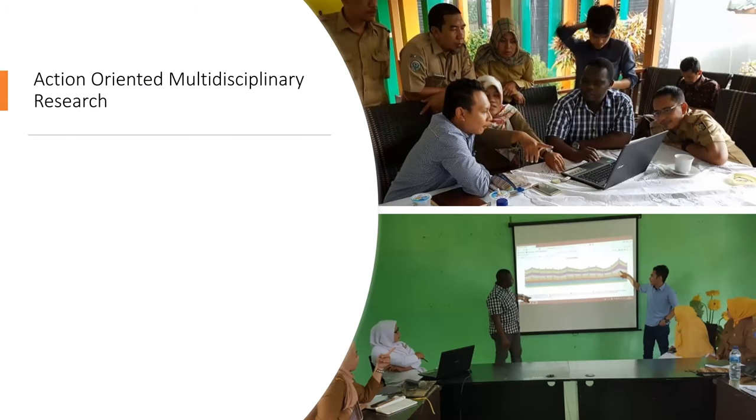A key thing is, doing research in DHIS2 and specifically in the HISP network, this is an action-oriented multiple disciplinary research. We do a lot of iterative processes, where we come up with ideas, we talk with the client, we engage with them, we try to see what works, what doesn't work, and we learn from that, and based on that learning, we engage more and more.